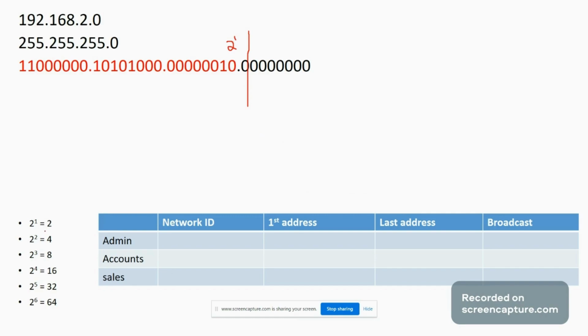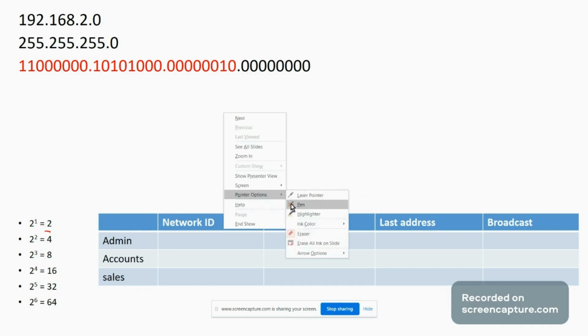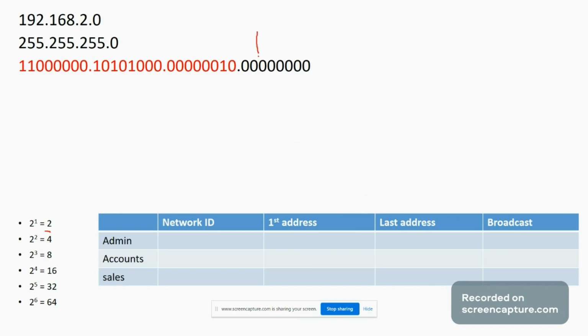So if we look down here, that gives us 2 networks. We need 3, so that's not good. So let's move the line another space to the right. So just bear with me while I do that. So I'll move it one more space to the right. Now we've got 2 to the power of 2. And if we look down here, it gives us 4 subnets. We only need 3, so we reached our magic number.